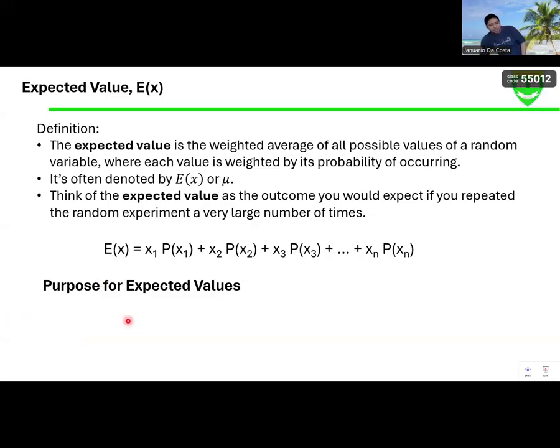What is the purpose of calculating expected value? The purpose is to assist in making mathematically sound decisions for a future event. Expected value helps us make decisions about events that will happen in the future.